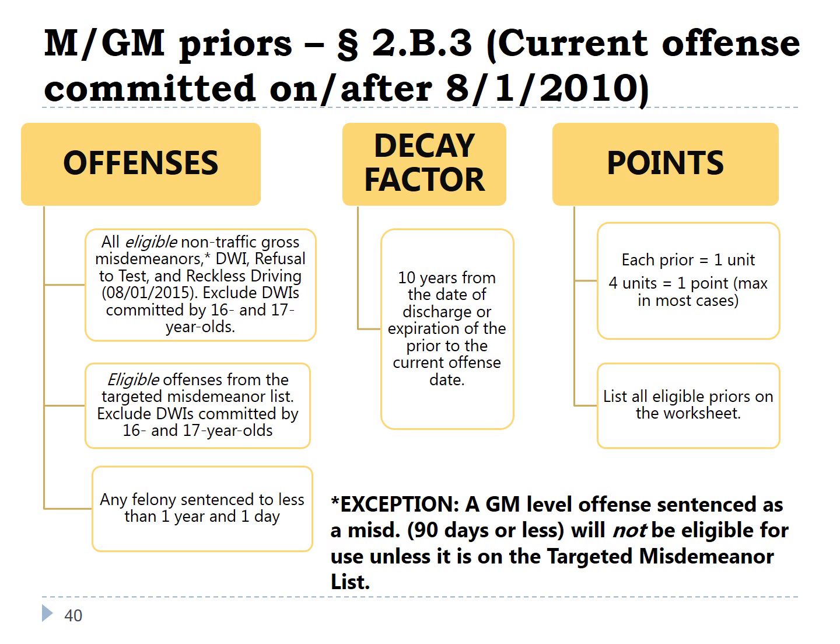The decay date, again, 10 years from the date of discharge or expiration, whichever comes first, to the date the current offense occurred. Now, it's going to take 4 units, each prior is worth 1 unit, and it's going to take 4 units to make 1 point, which is the maximum in most cases. You are again going to list all eligible priors on the worksheet.